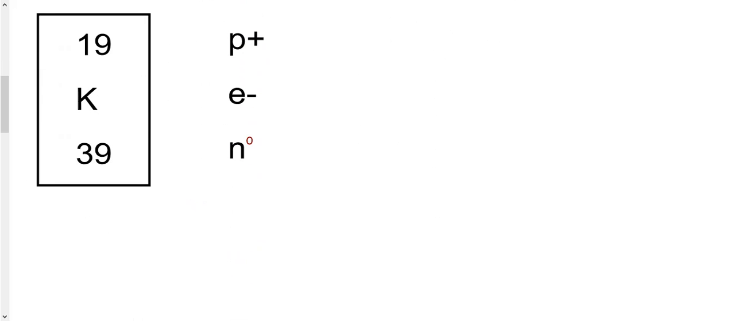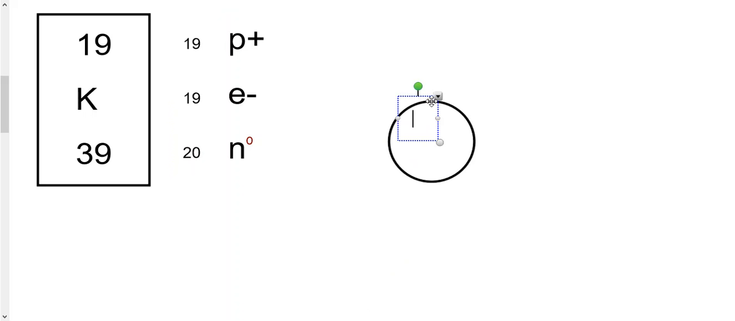We'll do potassium. We know that the atomic number is equal to the protons, so there's 19. We know that if we have 19 protons, we must also have 19 electrons to balance and keep it neutral. And then remember, we do math for the neutrons. So 39 minus 19 is 20. Again, we're going to start with our innermost circle. That is our nucleus. For that nucleus, we're going to add our protons, 19 of them, and our neutrons, 20 of them.